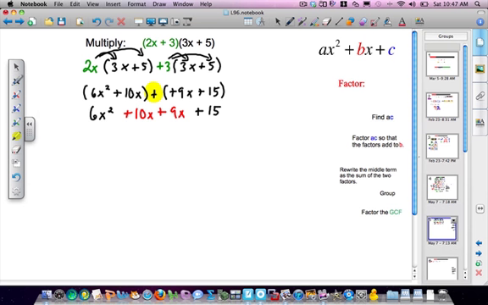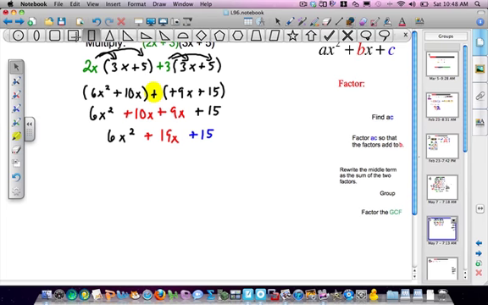Now we're going to combine like terms and write the quadratic trinomial in standard form. 6x squared plus 19x plus 15. Now we have written the quadratic trinomial in standard form, and we notice that its leading coefficient is not 1. So let's immediately factor this expression by undoing the distributive property.